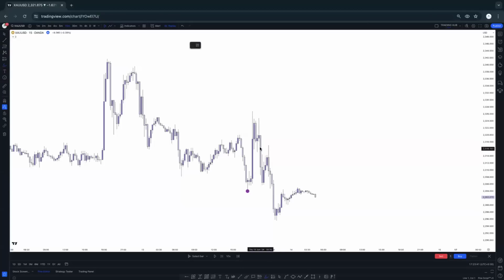And where is our higher high? Sorry, lower high at this point, because the overall market scenario is bearish. Right here, this is our previous structure, and it broke this one. After it broke this low, what are we looking for? Simply, we are looking for the sell, because the overall market scenario is bearish.